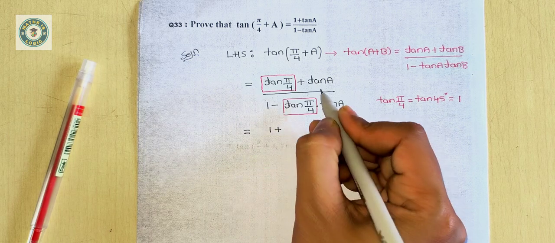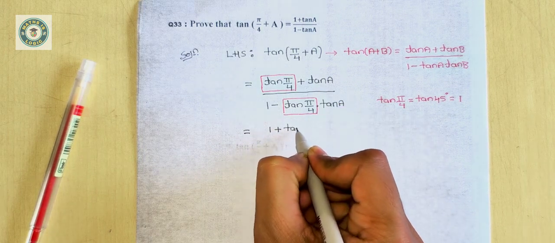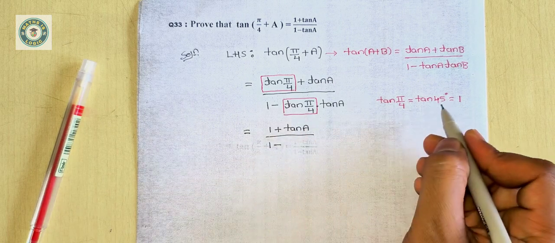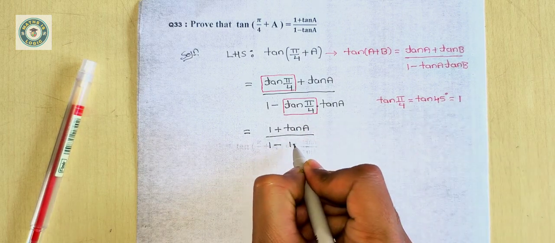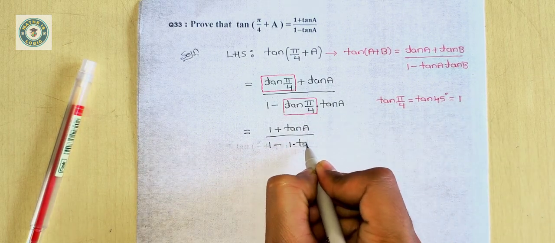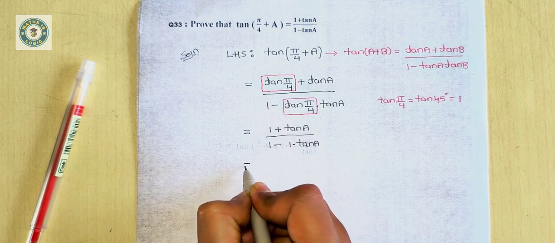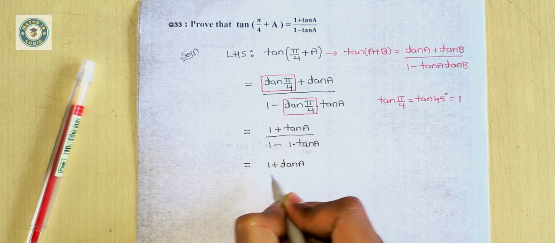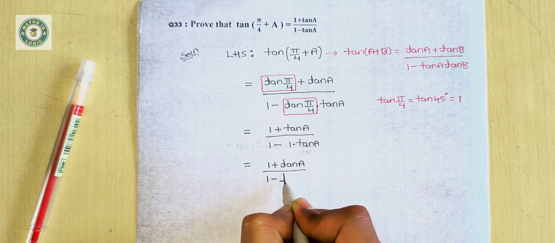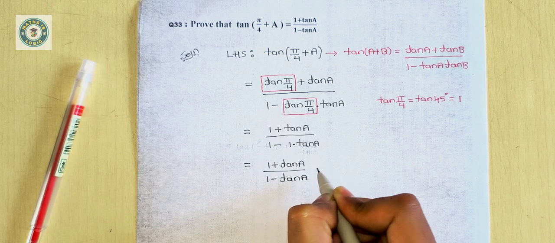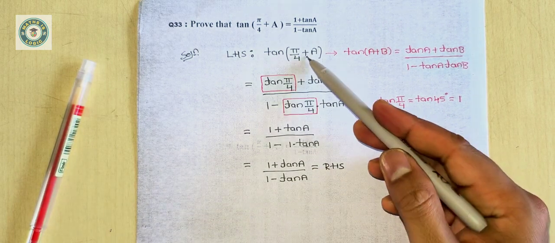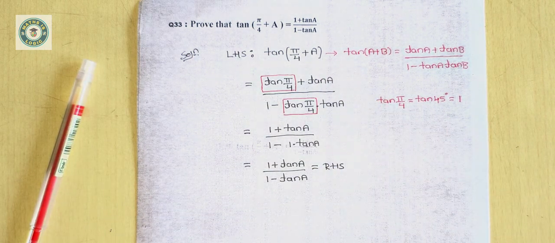That's why tan 45 directly goes to 1. 1 plus the remaining value, tan A, divided by 1 minus this tan pi by 4 goes to 1, into the remaining value, tan A. Therefore the final answer is 1 plus tan A divided by 1 minus tan A. So which is equal to the RHS. So LHS is equal to RHS.